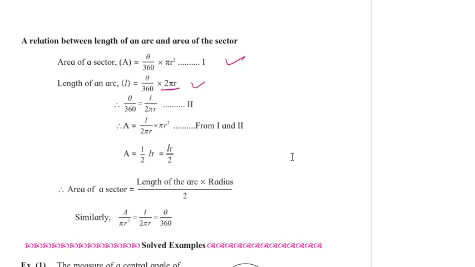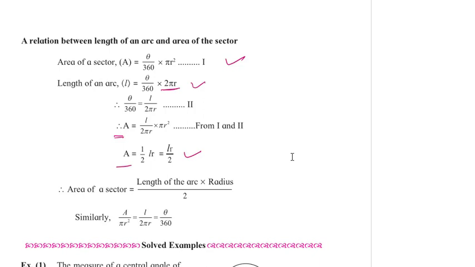Now let us put the value of theta upon 360 as L upon 2 pi r in this first equation. So what we will get? We will get area equal to L upon 2 pi r into pi r square. Now pi will cancel, r will cancel. So I have 1 upon 2 into L into r. So L into r divided by 2 is the relation, right? A equal to L r divided by 2. This is the relation between arc length and area of sector. So I can say that area of sector is equal to length of arc into radius whole divided by 2.